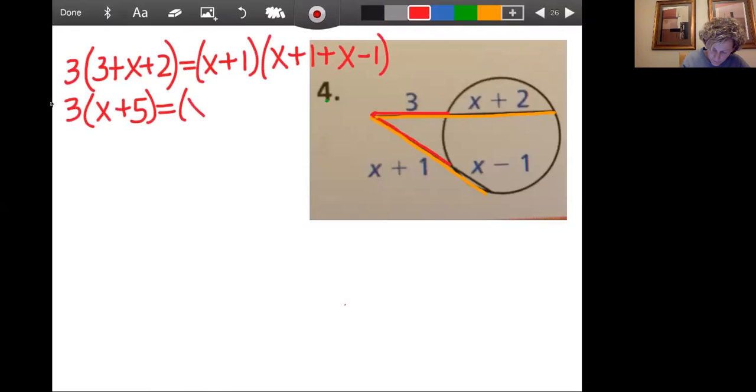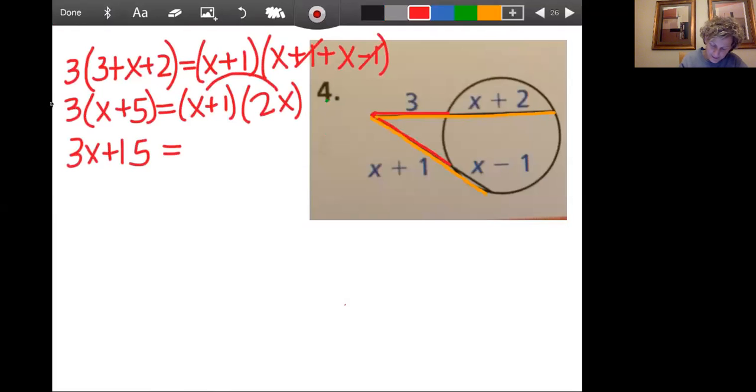And over here, we have x plus 1 times, look at this, the positive 1 and the negative 1 will cancel, and we're left with 2x, which is nice because we can just distribute that in. All right, so over here, I get 3x plus 15 equals, it's still a little bit backwards, but it's okay. 2x times x is 2x squared, and 2x times 1 is 2x. Yikes, we see that x squared. So this is going to be one that we have to set equal to 0 and solve by factoring.